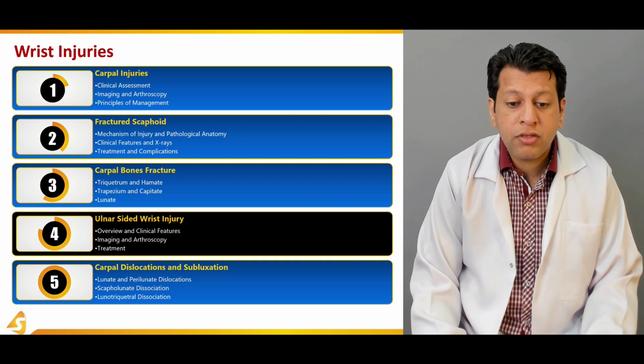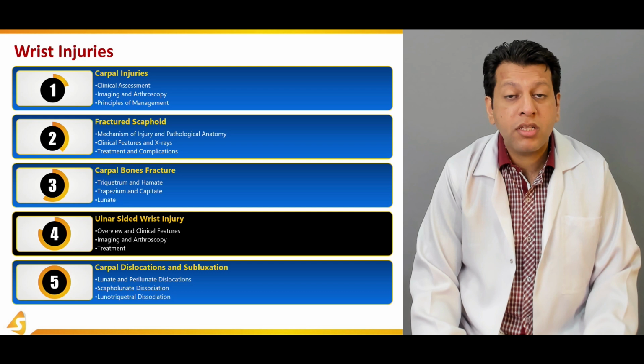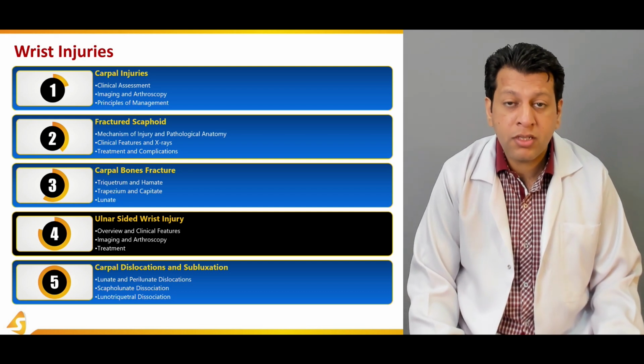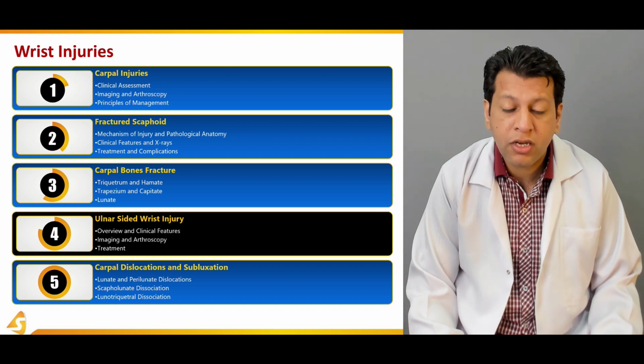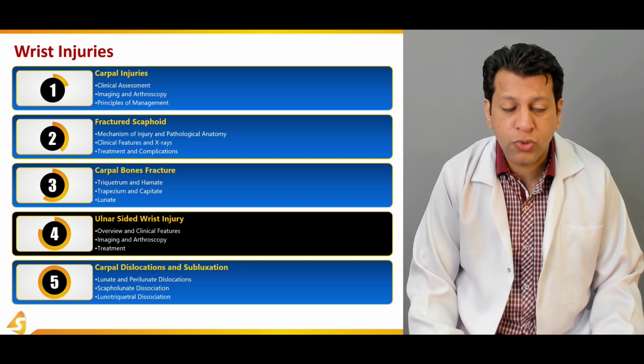We'll be discussing the overview and the clinical features of ulnar side wrist pain, what the imaging is, why we need to go for an arthroscopy, especially when there's an ulnar sided wrist pain, and what the treatment of the ulnar sided ligamentous as well as the bone injuries is.